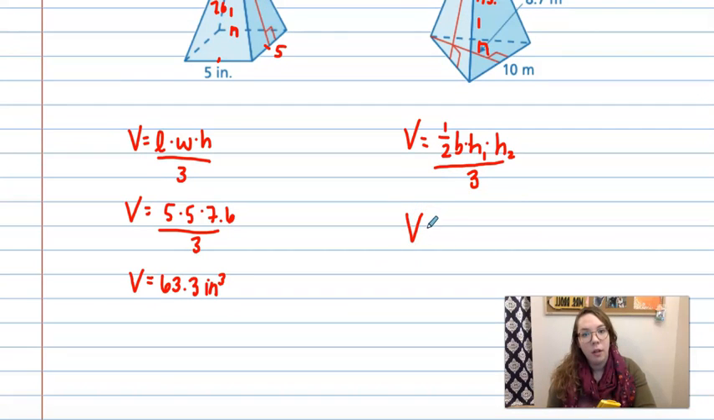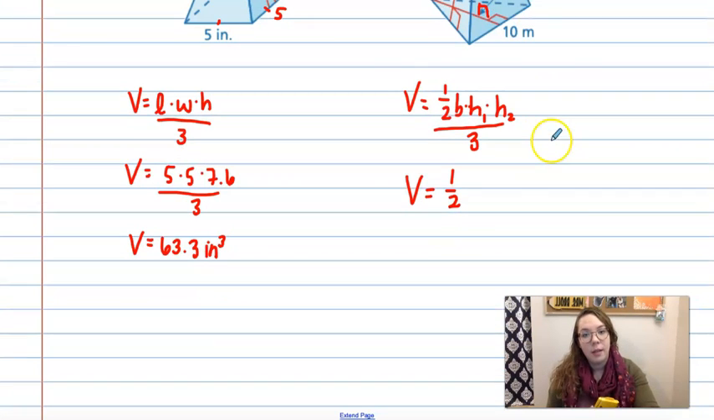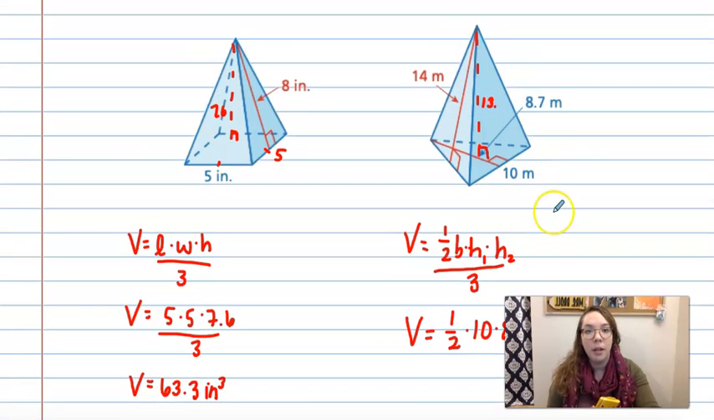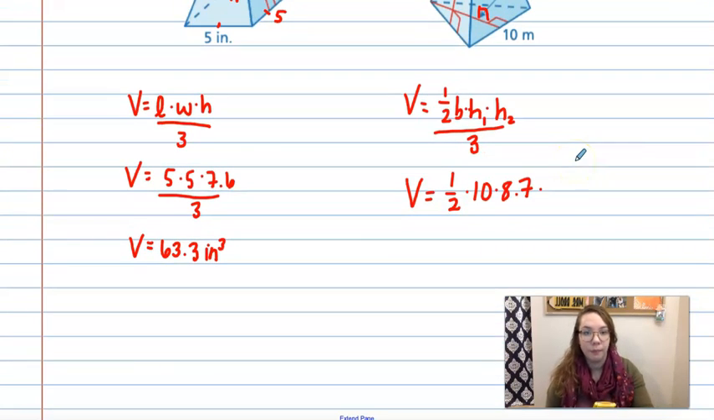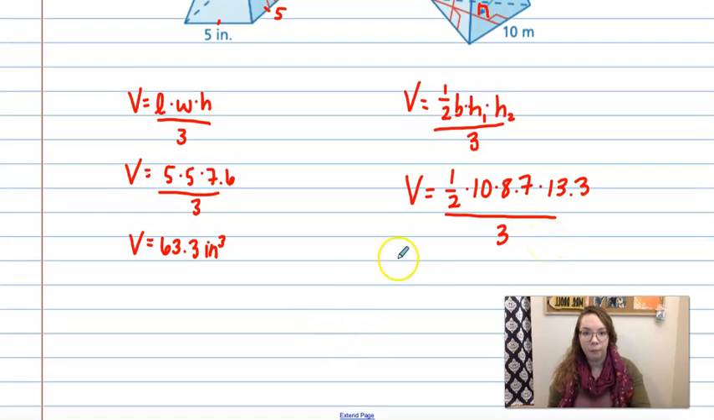So for our triangle base here, we have 1/2. The base is 10 and the height is 8.7. And then the height of the pyramid is 13.3. I think I lost my 0.3 there. And then we divide that quantity by 3, which will give us 192.9 cubic meters.